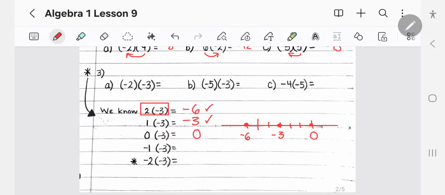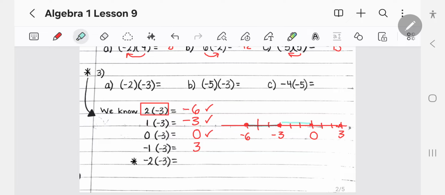And then my next answer is 0. Do you see a pattern now? Our values are going up by 3 and then up by 3. So what should my next answer be? Well, let's go up by 3. 1, 2, 3. So my next answer should be 3. I can see these on the number line.